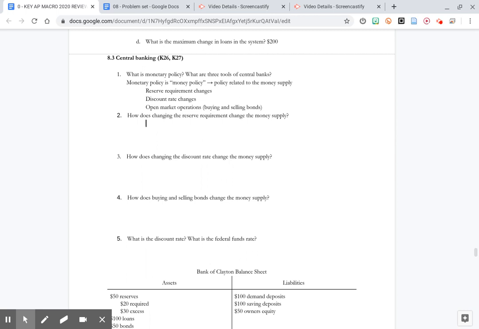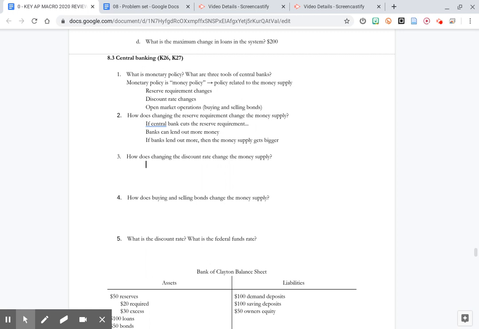Now, how does changing the reserve requirement change the money supply? Well, if the central bank cuts the reserve requirement, and this is one direction of this, but you could imagine that it could work in the reverse as well. If they raise the reserve requirement, everything else goes in the opposite. If the central bank cuts the reserve requirement, banks can lend out more money. And if banks lend out more, then the money supply gets bigger. So everything else works in reverse. If they increase the reserve requirement, then the opposite happens.